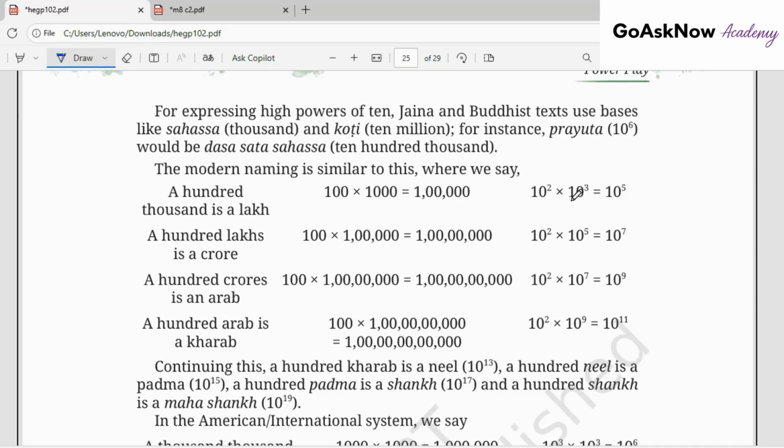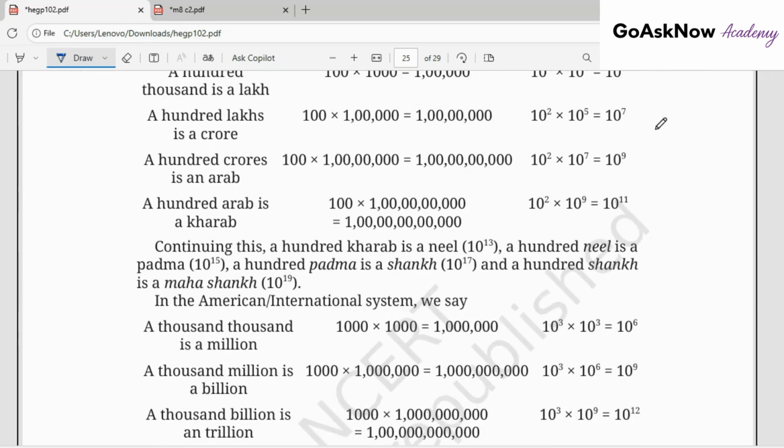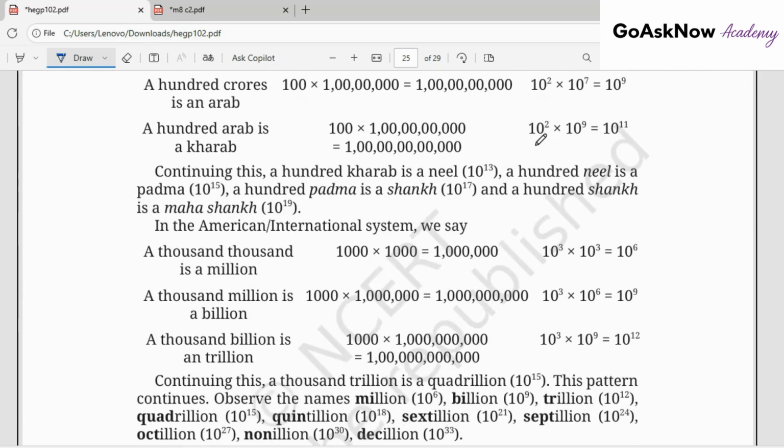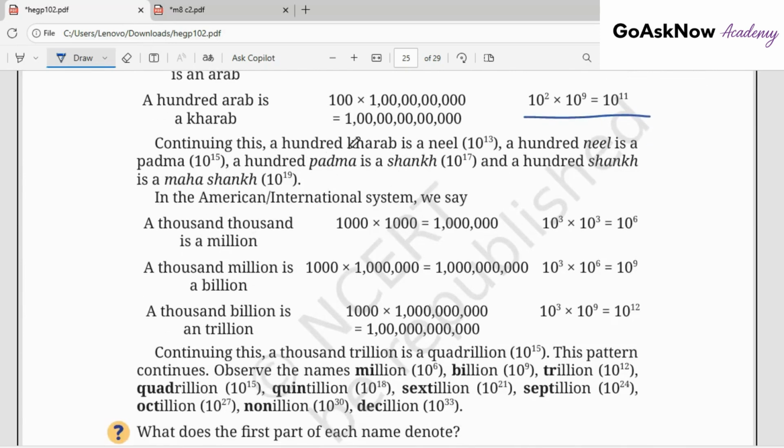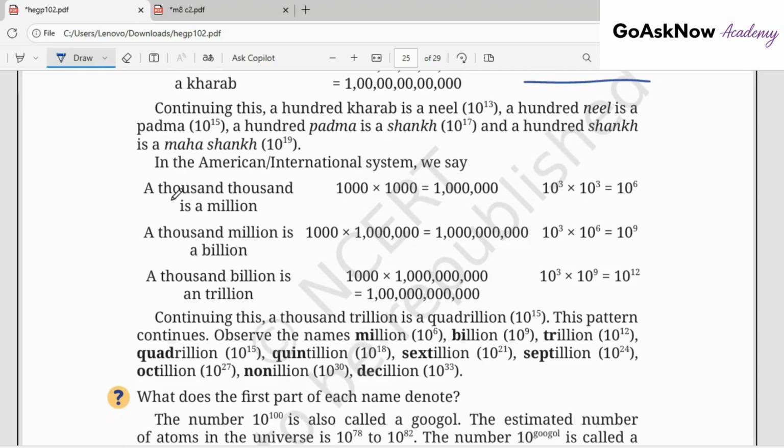The modern naming is similar to this way, where we say 100,000 is a lakh: 100 into 1000 is equal to a lakh, 10 power 2 into 10 power 3 is equal to 10 power 5. 100 lakhs is equal to a crore, then 100 crores is equal to an arab, 100 arab is equal to a kharab. These are the power values that are represented. Continuing this, 100 kharab is nil, 10 power 13, and 100 nil is padma, 10 power 15. 100 padma is shankh, 10 power 17, and 100 shankh is maha shankh, 10 power 19.